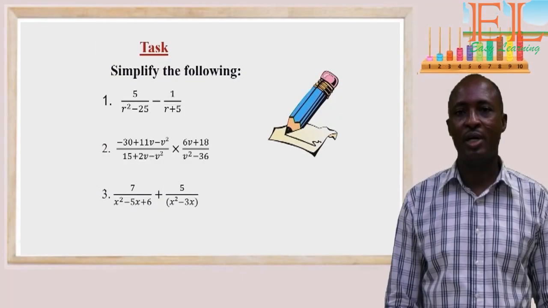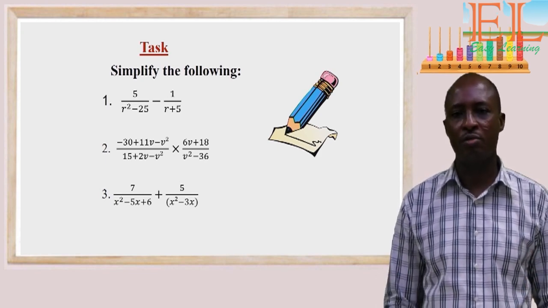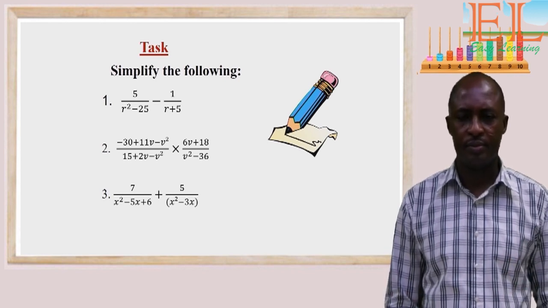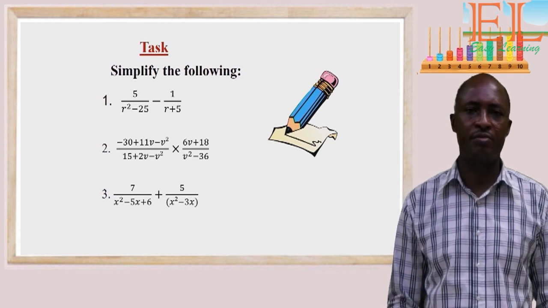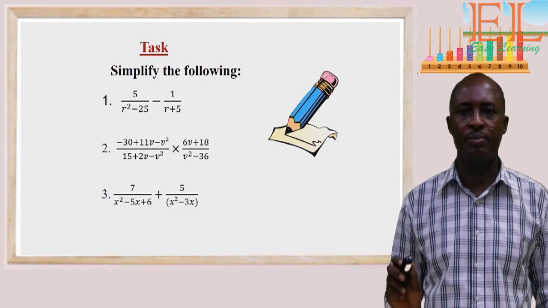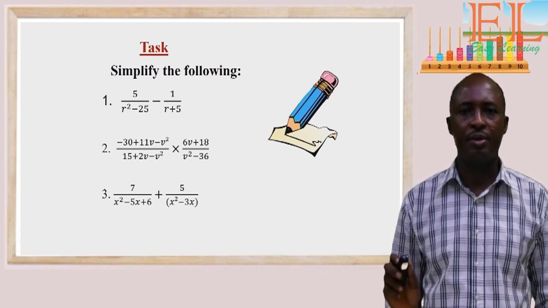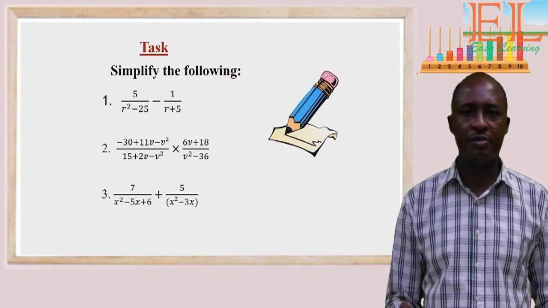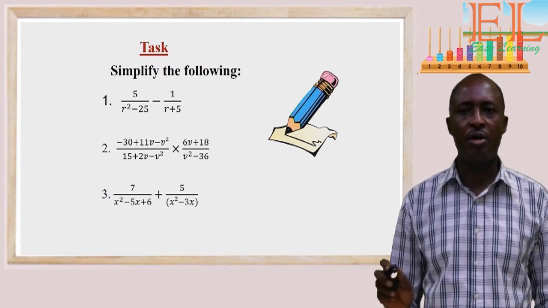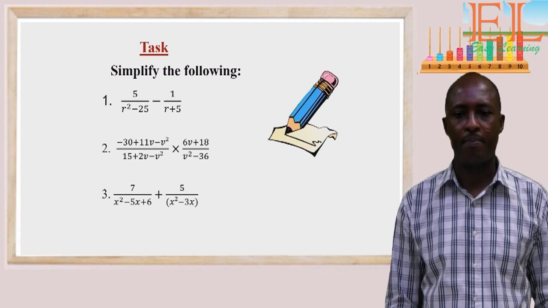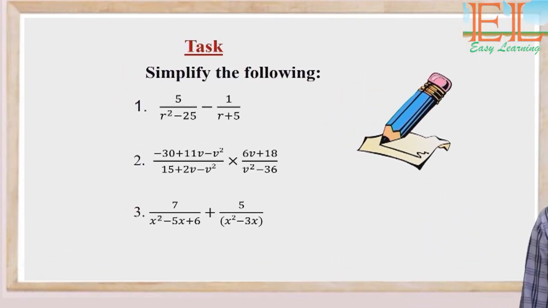Now, as usual, you have to do some tasks. And this you have to do at home, with your friends, in your school, wherever. So, simplify the following. 1. 5 divided by r squared minus 25, minus 1 over r plus 5. 2. Negative 30 plus 11v minus v squared, all over 15 plus 2v minus v squared, all times 6v plus 18 all over v squared minus 36. And finally, 7 divided by x squared minus 5x plus 6, plus 5 divided by x squared minus 3x.